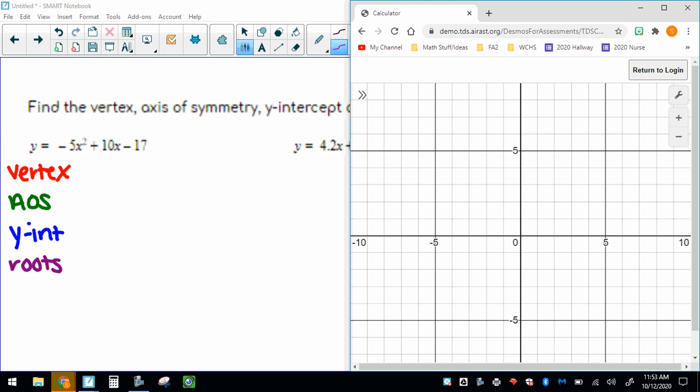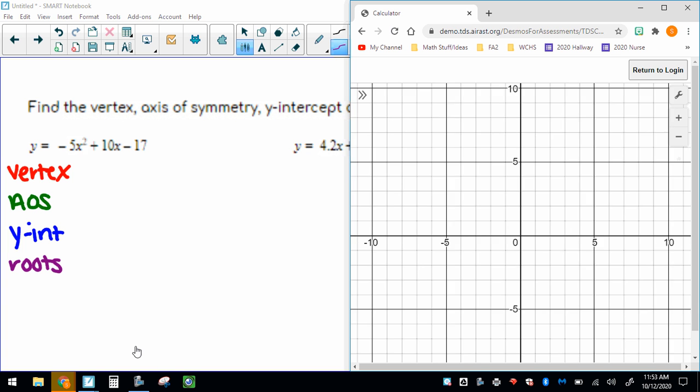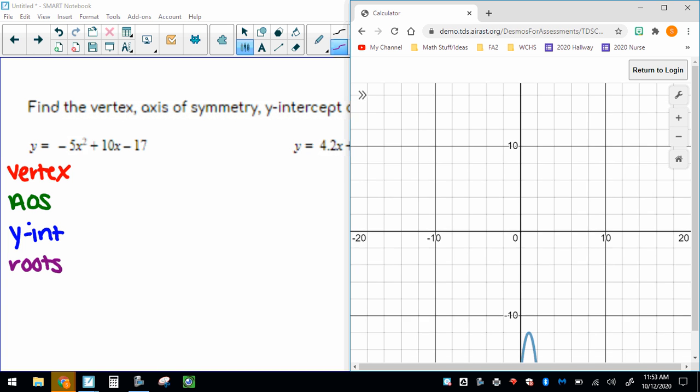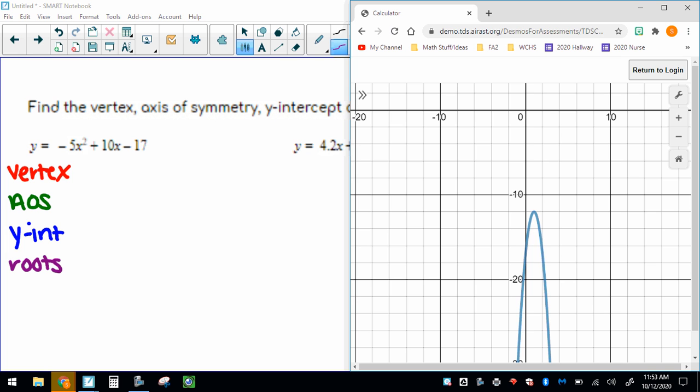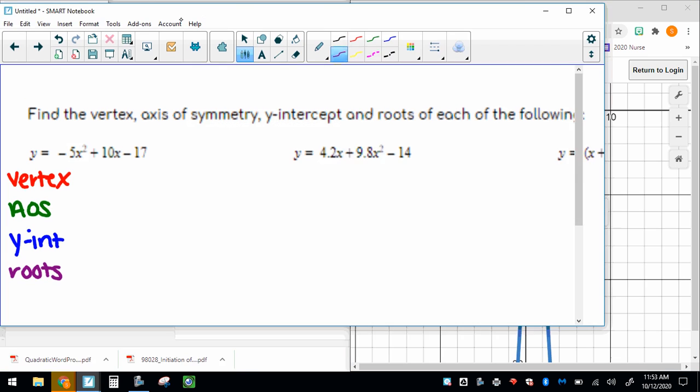Once you type in your equation, you'll notice that sometimes it doesn't pop up. If you want, you can use the plus or minus signs to zoom in or out until you find it. All right, so Desmos does all the graphing for you, and you just have to know where to look. So the vertex is the turnaround point, either the highest or the lowest point. In this case, that's this guy right here.